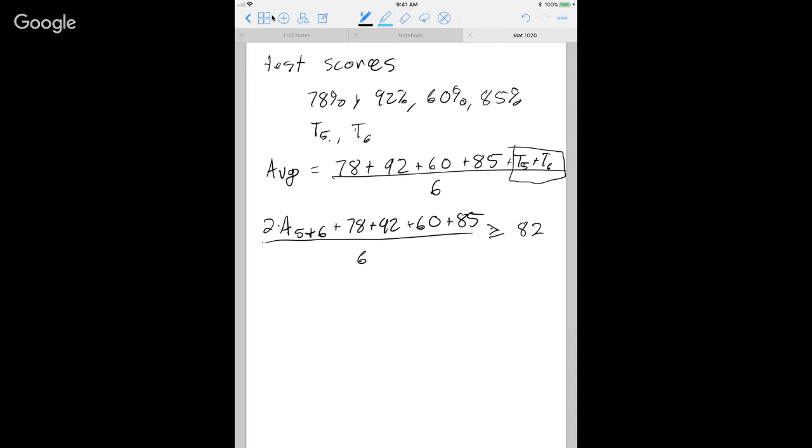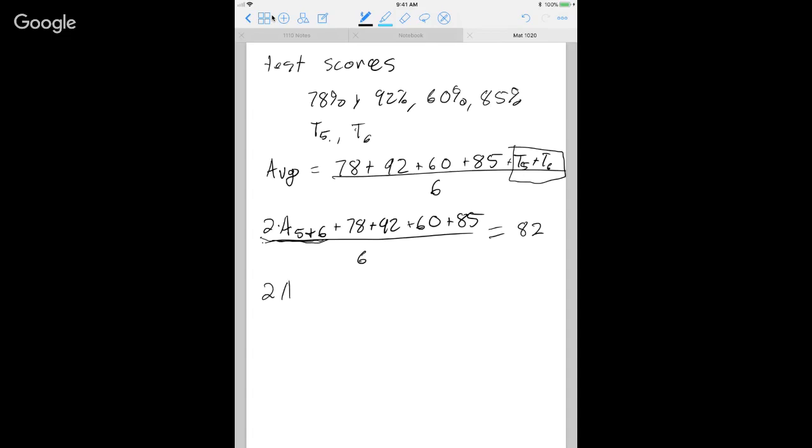The thing here is that if we have equal to, then anything greater than that will give us greater than. So I can swap this out for an equals sign, solve that problem, and then say any average greater will also work. Okay, so first step is multiply by 6.